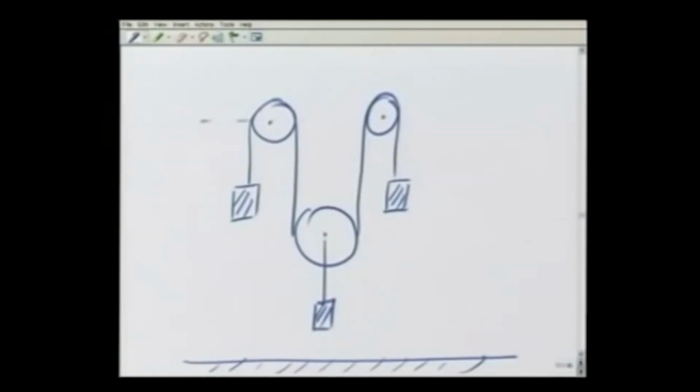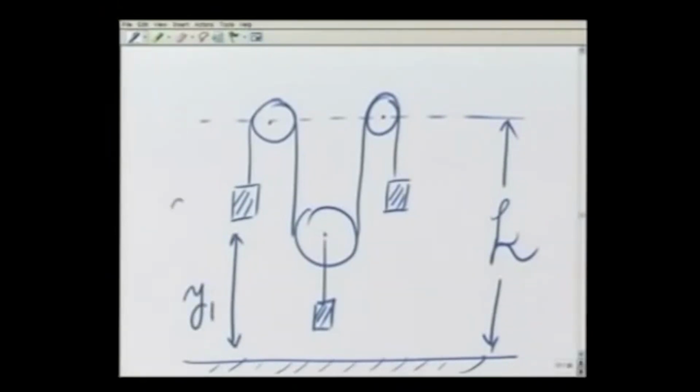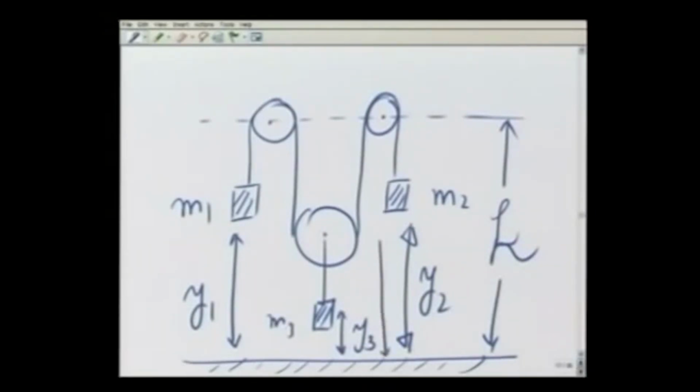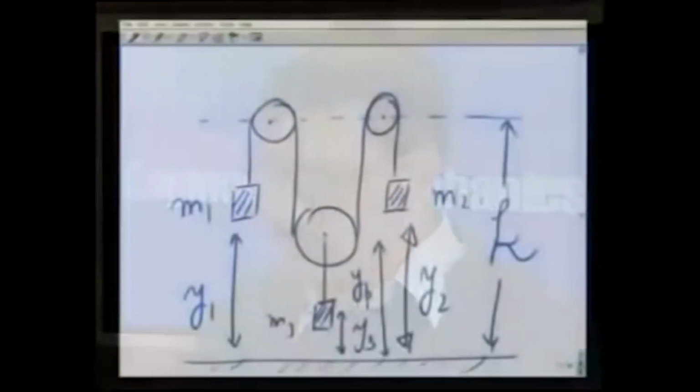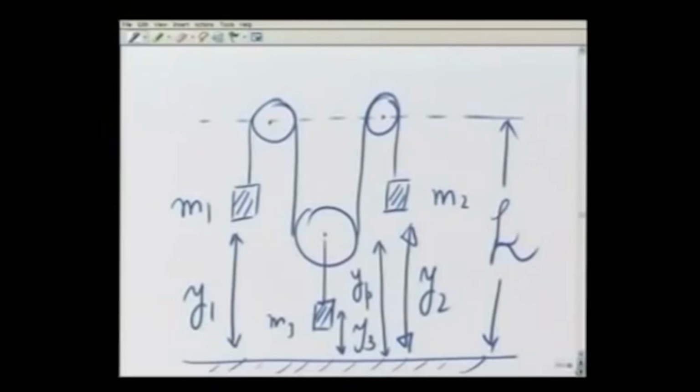Since these two pulleys are fixed, they are at height h, which is a constant from the ground. This distance let it be y1 for mass m1, let it be y2 for mass m2, let it be y3 for mass m3, and let it be yp for the pulley, because I am considering all the subsystems of this whole thing which are moving. To write the equations of motion, let me again go back to the free body diagrams and I will take them up one by one.